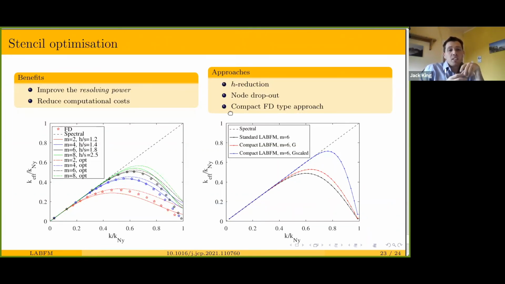Instead of being an explicit local method, it becomes an implicit global method where we solve a global matrix to get our derivatives. And that has potential to use slightly smaller stencils and significantly increase the resolving power. So on fairly simple cases, we've managed to go from resolving powers where we're accurate for, say, the first third of the spectrum to methods where we're accurate up to 2/3 of the spectrum. But this has quite a bit of work left to do to actually make it robust enough to use.